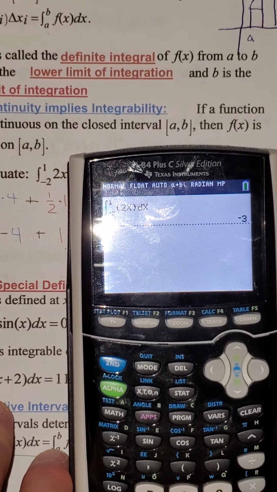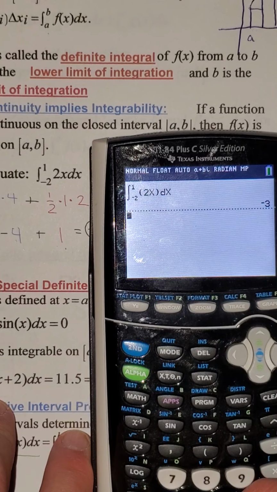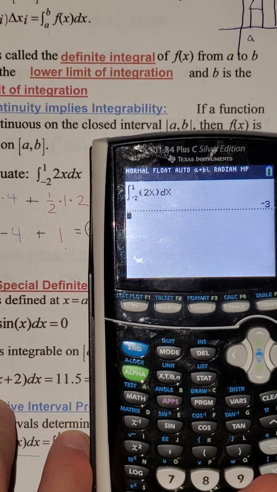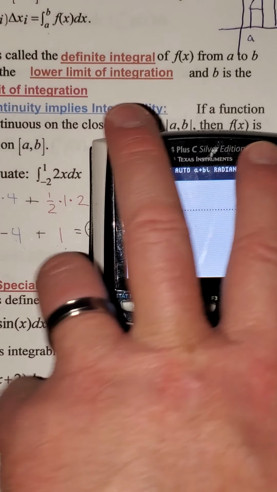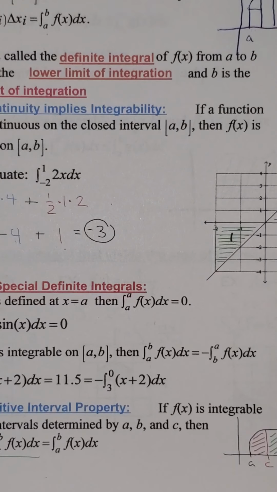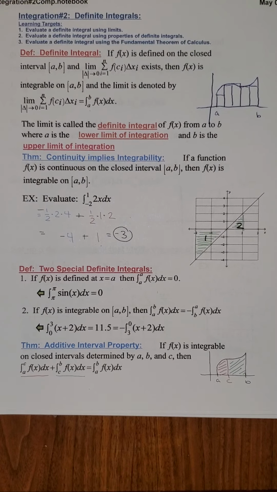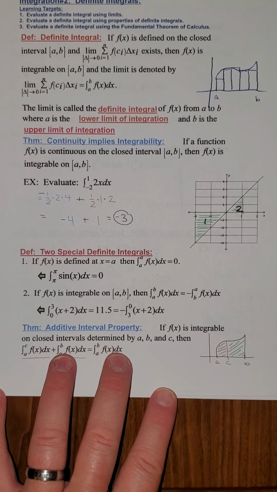And look at this. It gives me -3. It gives me my answer. Okay? So there's a couple different ways to do it on your calculator as well. Now, what we did here is we did it on the calculator and we used areas to find my definite integral. Okay? Now let's go through some properties of definite integrals.